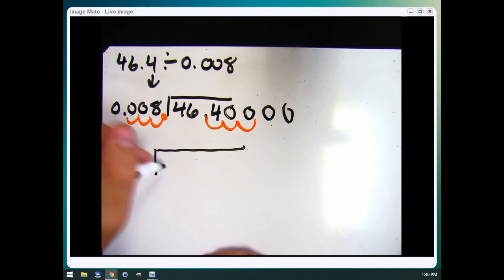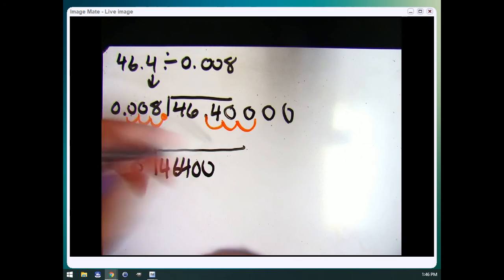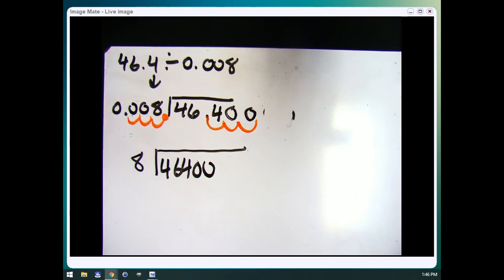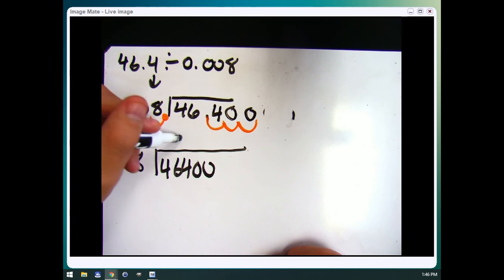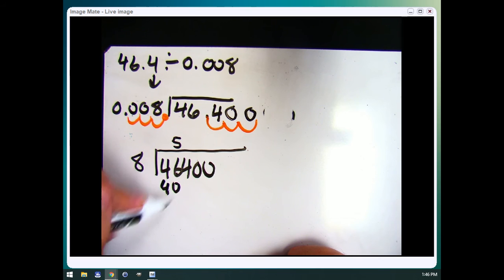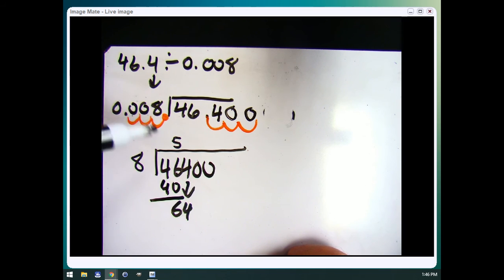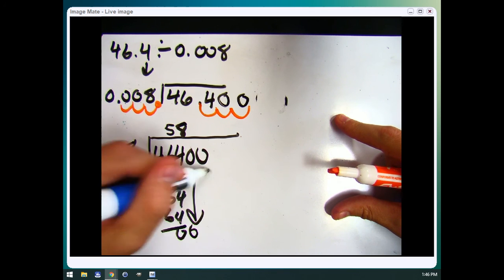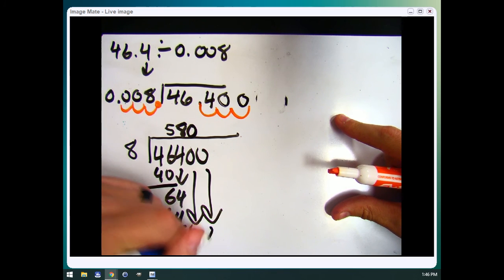So now I'm looking at 46,400. So 8 can go into 46 5 times. That's 40. You've got 6 left over. Drop my 4. 8 can go into 64 8 times. That's 64, 0 left over. Drop my 0. 8 can't go in. Can't go in.